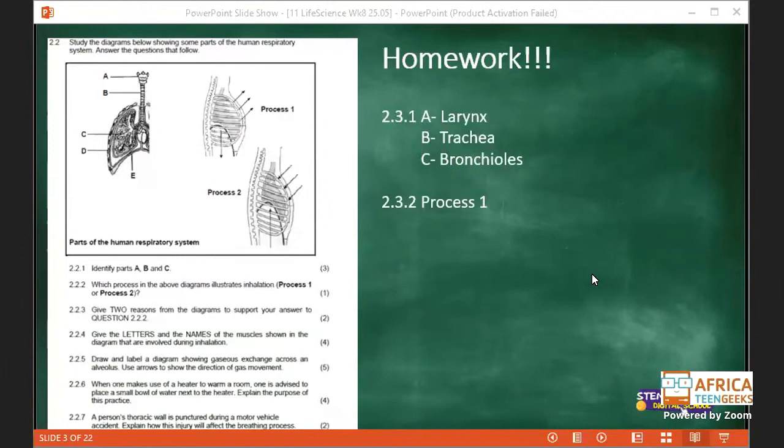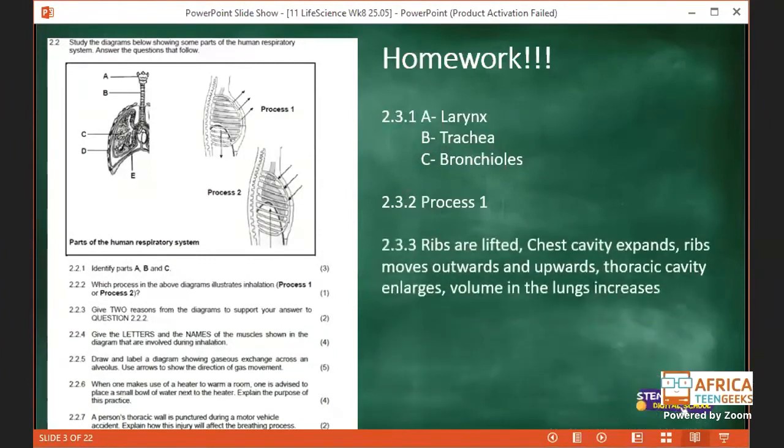Then where the length of the thoracic cavity is increased. Beautiful, right? Oh, you made a mistake. Okay, so basically what you wanted to say was the thoracic cavity or the rib cage, right? If you remember from the previous lessons, we did say that during inhalation, our rib cage moves upwards and outwards. So now let us look at the reason that inhalation is process 1. The ribs are lifted, the chest cavity expands.